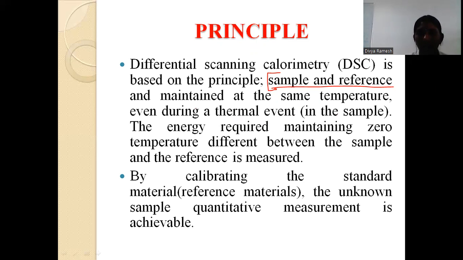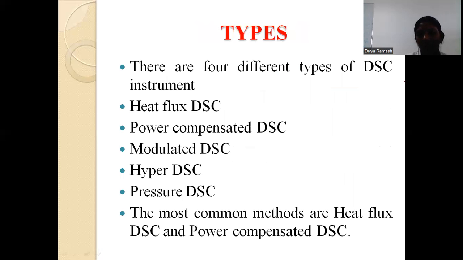Next you are going to study the energy which is required to maintain this temperature between the sample and reference. Once the sample has some temperature absorption and the reference has some temperature absorption, you are going to maintain the energy as temperature that can be used to keep both temperatures at the same value with the help of this principle. The unknown sample quantitative measurement can be obtained with the help of this temperature difference.